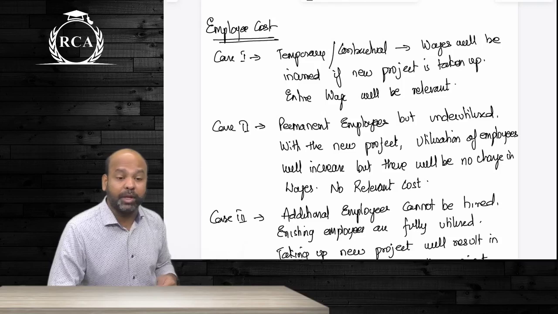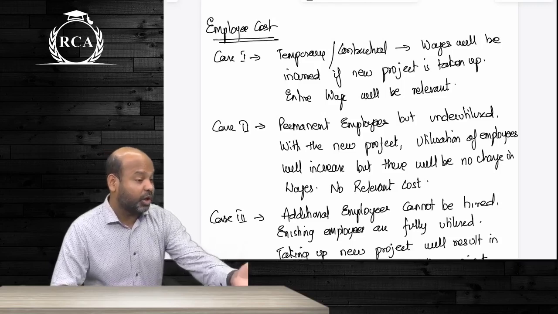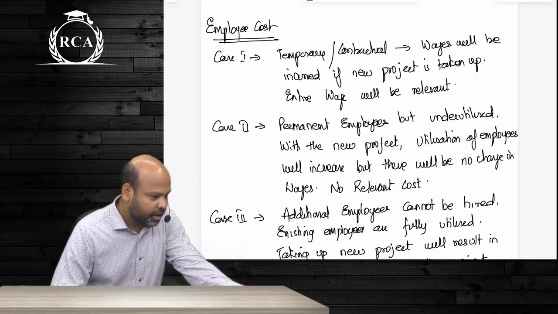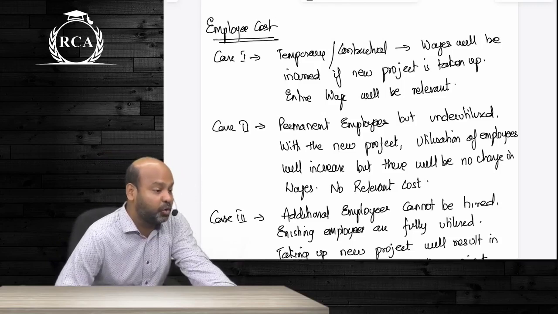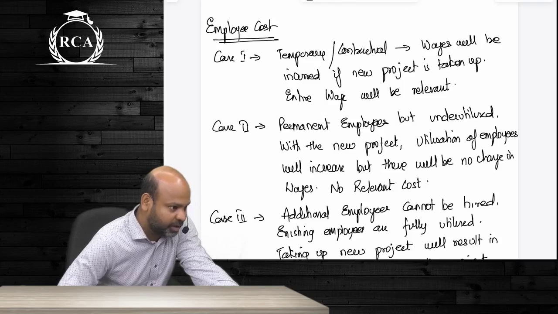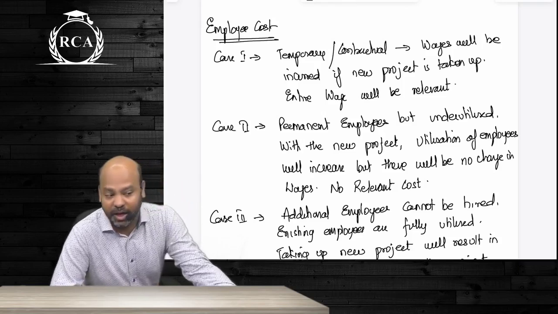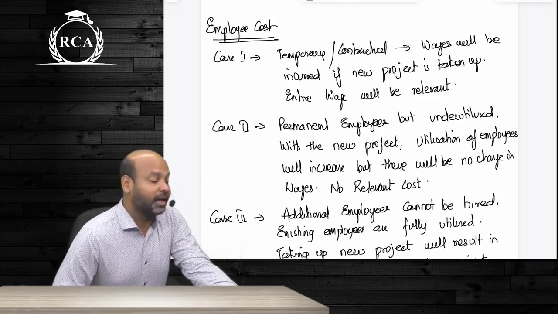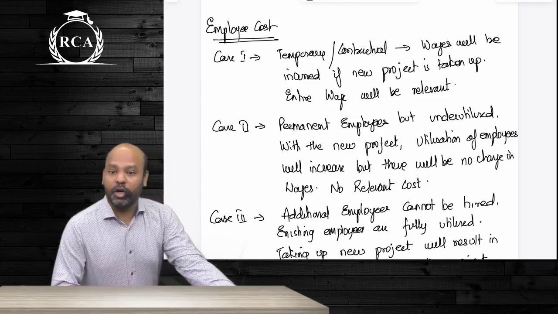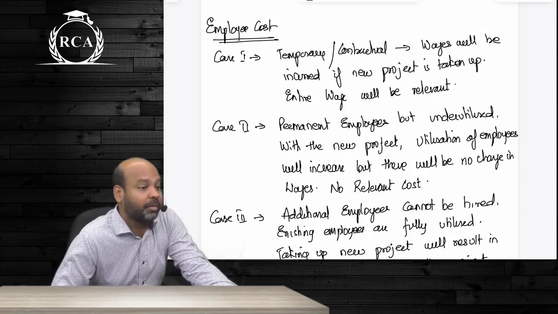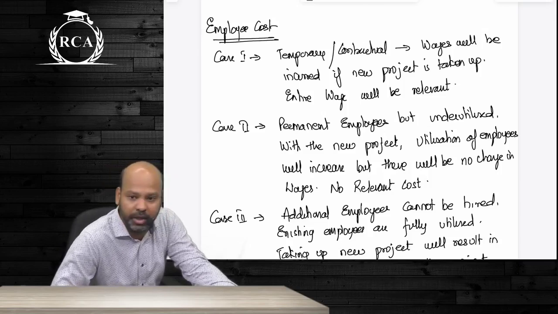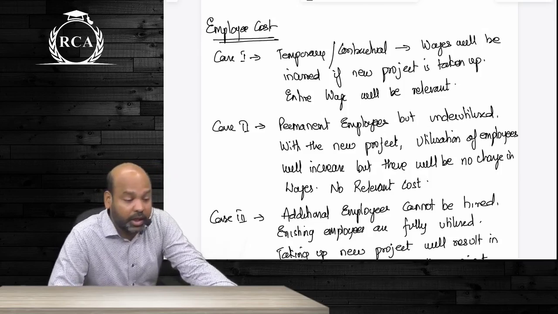If there are permanent employees in the organization who are underutilized, who are not being given any work at present, then if you accept a new order and give them that job, what will be relevant for decision making? Nothing, because there will be no change in wages at all. That is the reason there will be nothing relevant for decision making. Are we clear about this? Any doubt?